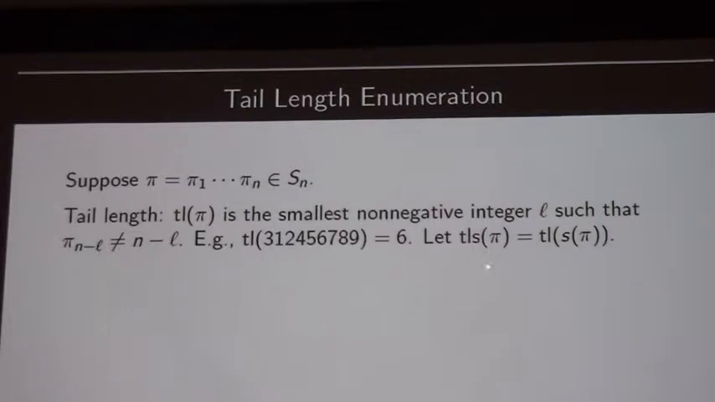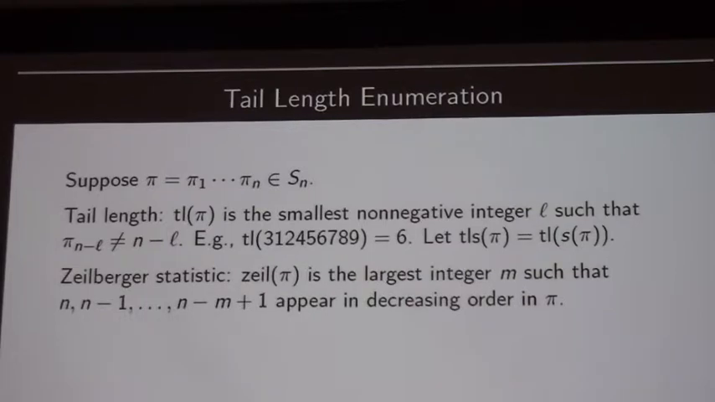And I'm going to let TLS of pi be the tail length of S of pi, where again S is this stack sorting map. So we look at the tail length of S of pi. And there's this other statistic that I want to talk about called the Zeilberger statistic. This is the largest number m such that the numbers n minus 1, all the way down to n minus m plus 1, appear in decreasing order in the permutation.